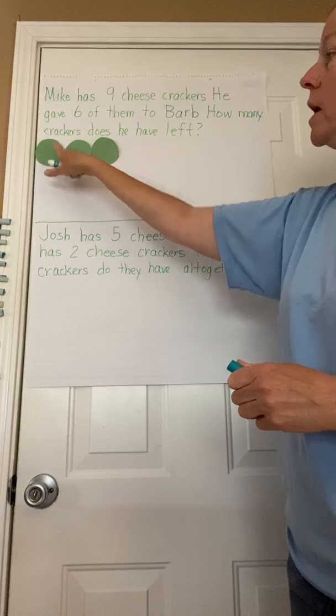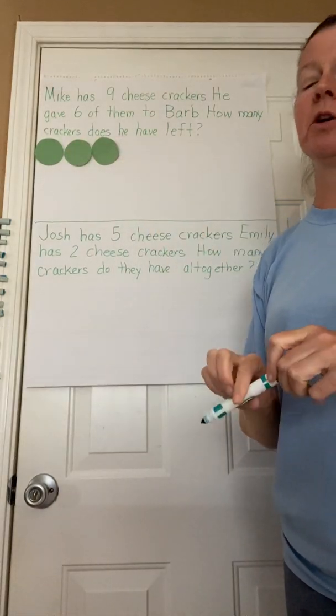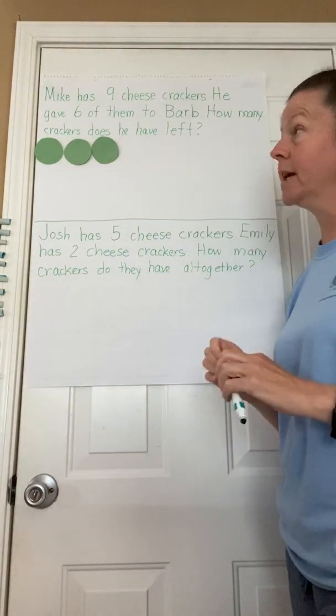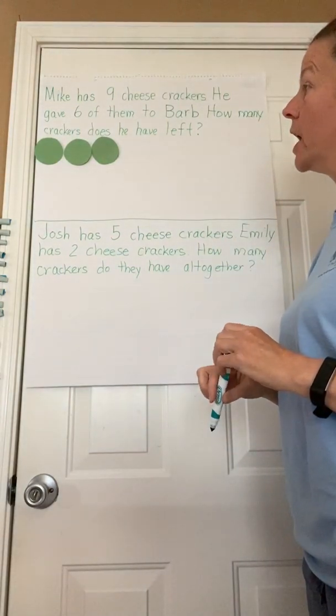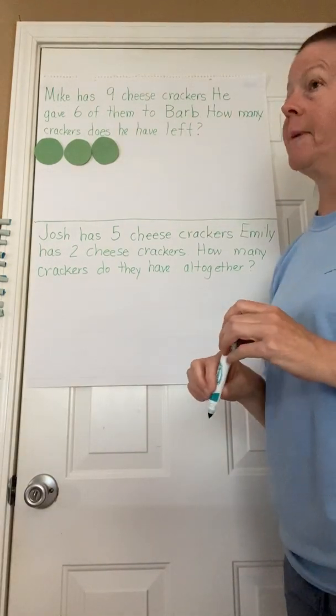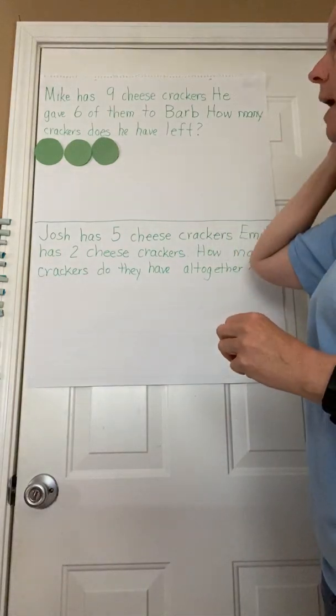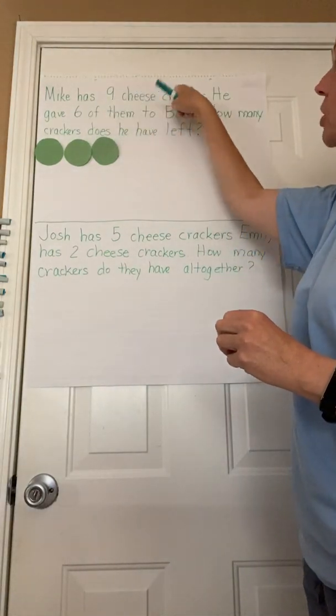So we count 1, 2, 3. So how many does he have left, boys and girls? Yes, he has 3. So if we want to write that equation with our pencil, we can start with how many crackers did Mike have? Mike has 9 cheese crackers.